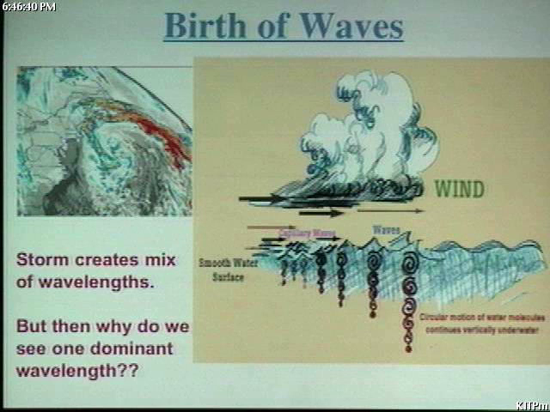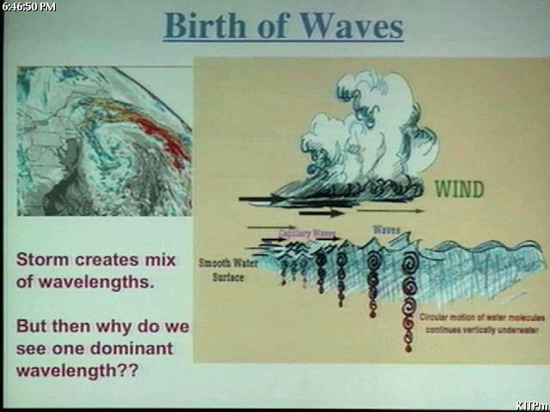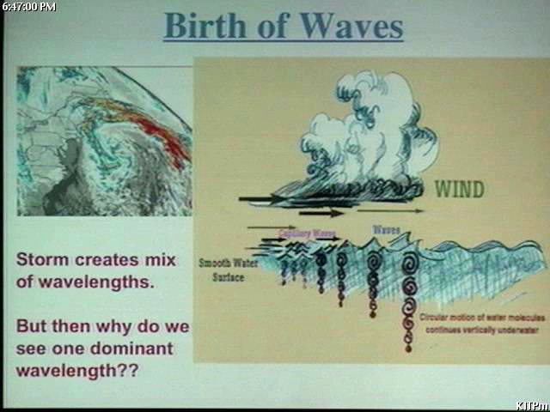Okay, but the point to make here is that when you have these big storms, they don't just create waves of one length scale. They create waves with all different wavelengths. But that's not what we see at the shore. So if you're creating them with all these different wavelengths out in the deep ocean, how is it that we see one dominant wavelength when we go out to Campus Point and stand there and watch the waves come in?